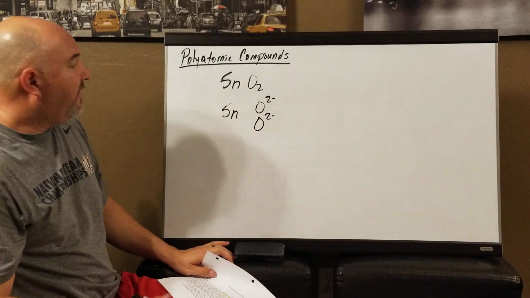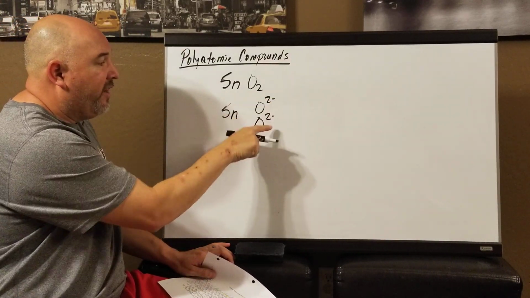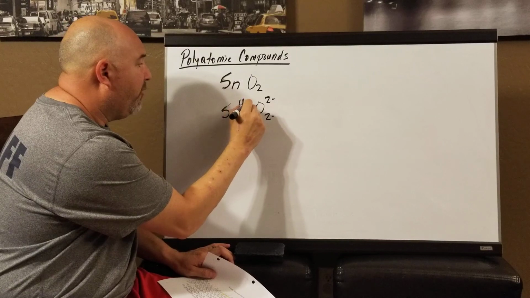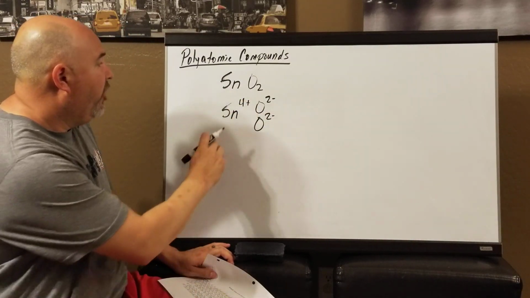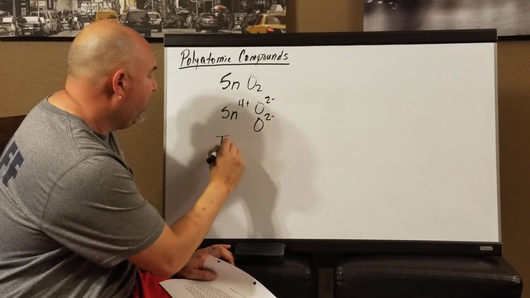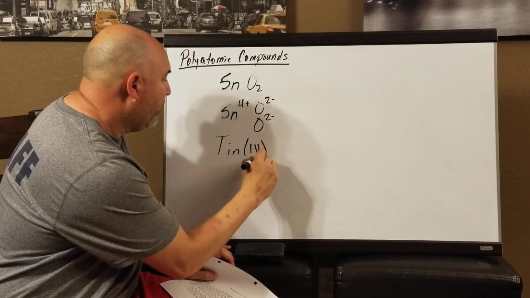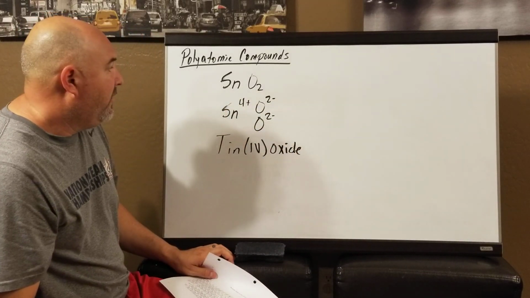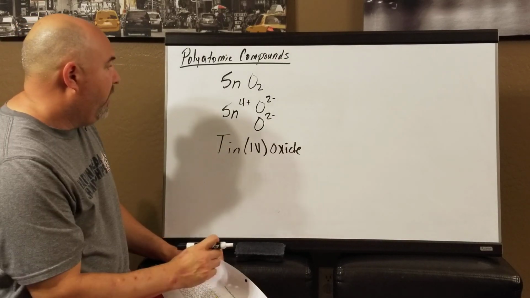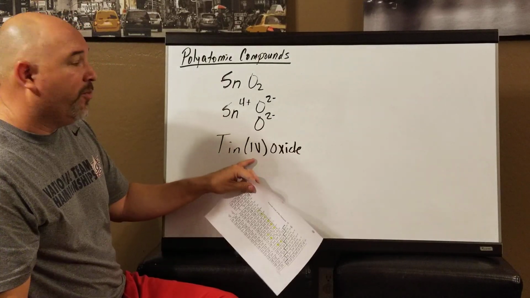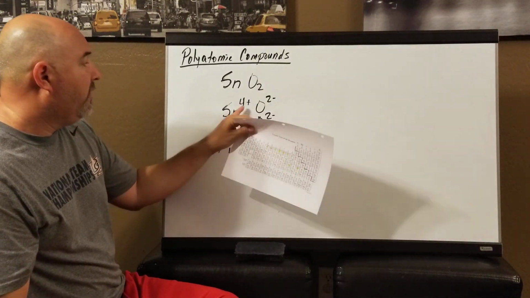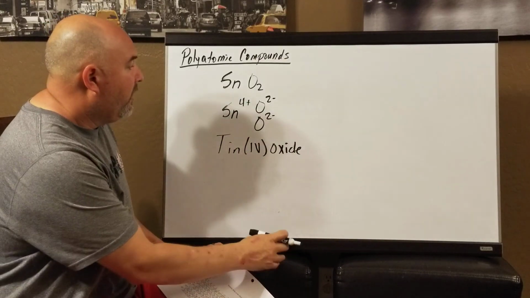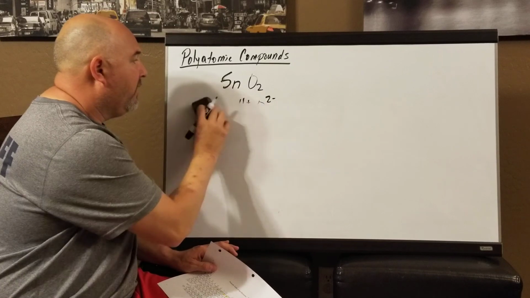So if I draw this out, I can look at it and tell, okay, 2 negative, 2 negative, that's a total of 4 negative. And if I only have one tin, then that tells me that this had to be 4 positive. So when I name this, I'm going to write out tin, Roman numeral 4, oxide. So I was able to find the charge on that tin. And it works out. Remember, the Roman numeral tells me the charge on my cation. Never use a Roman numeral on an anion. There's no such thing. Okay, one more example, and then I'm going to call it a day.